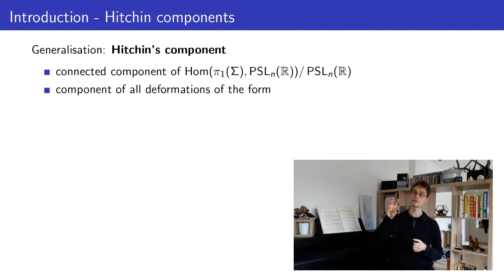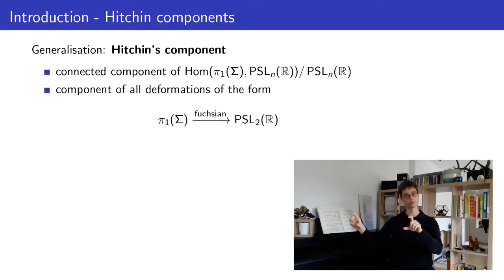This component can be characterized as follows. You start from your fundamental group, you take a Fuchsian representation to PSL2 of R, so this is a representation which comes from Teichmüller space, and then there's a map which is called the principal map from PSL2 of R to PSLN of R, which corresponds to the unique irreducible representation of SL2 of dimension n. So if you take all compositions of this kind, they will all lie in one component, which is Hitchin's component. So you can describe Hitchin's component as representations which can be continuously deformed into a composition of this kind.